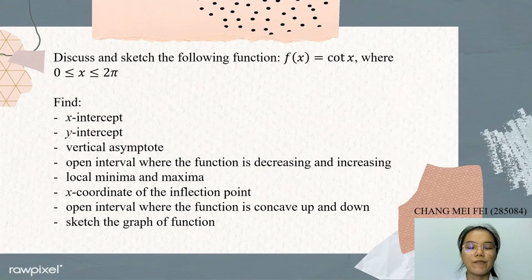Now we are going to start our presentation. In the assignment, we are given a task to discuss and sketch the following function f(x) equals cotangent x, where x is between 0 and 2 pi. To complete the task, we need to find the x-intercept, y-intercept, vertical asymptote, open interval when the function is decreasing or increasing, local maximum and minimum point, the x-coordinate of inflection point, open interval where the function is concave up or downwards, and lastly, we need to sketch the graph of the function.